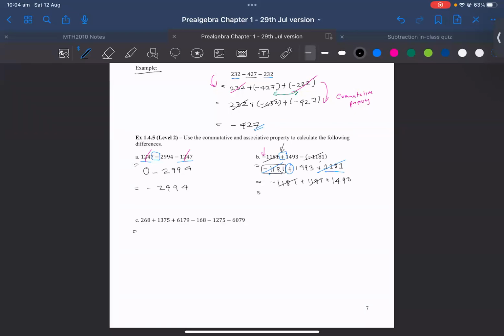So are you doing C? So it'll be a nice number in the end. You just have to come up with the idea to get that nice number.